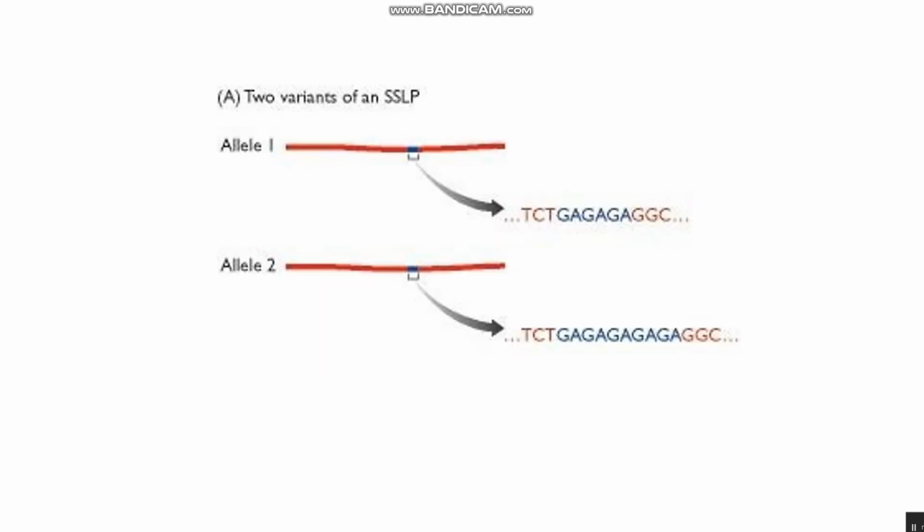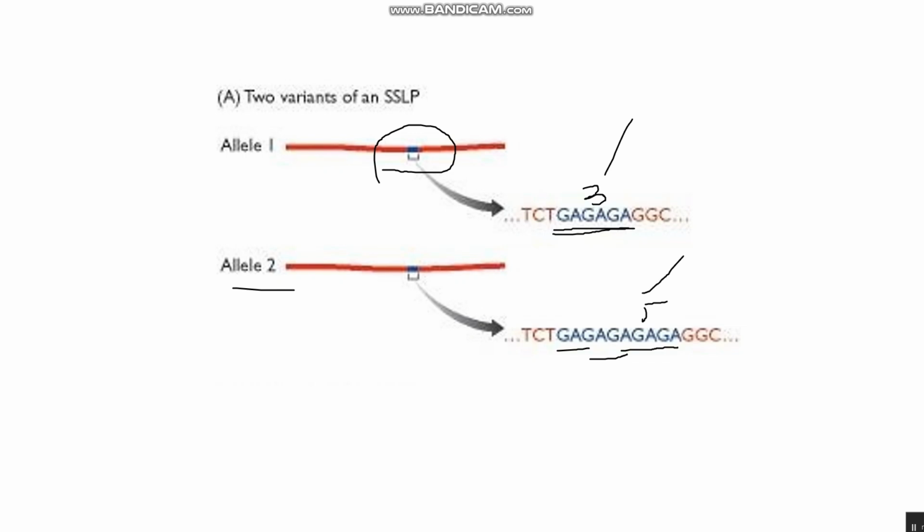Now, two variants of the SSLP. First of all, this is the allele in which there are just three repeats. But in allele 2 there are 2, 3, 4, and 5 repeats. There are 5 repeats in one and just 3 repeats in the other. It means there is a variation between the two alleles.